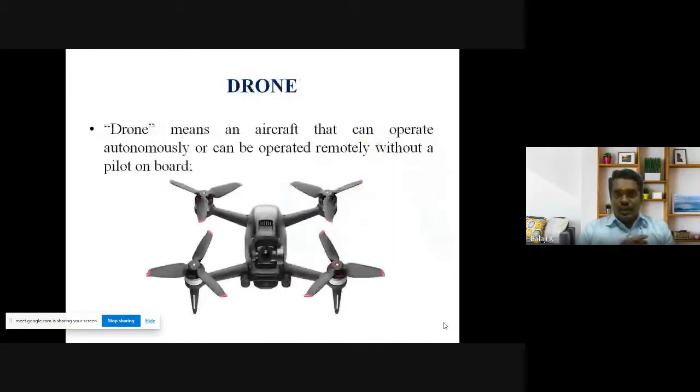So drone means an aircraft that can fly autonomously, or it can be operated manually through a remote control, without a pilot on board. That is called a drone. Sometimes a drone is called an unmanned aerial vehicle.